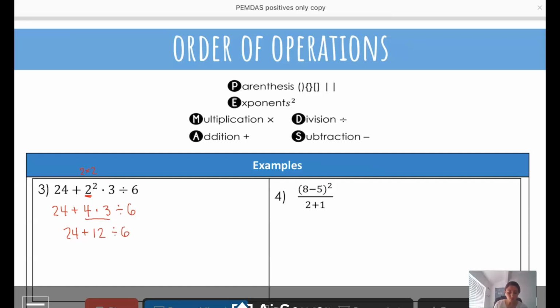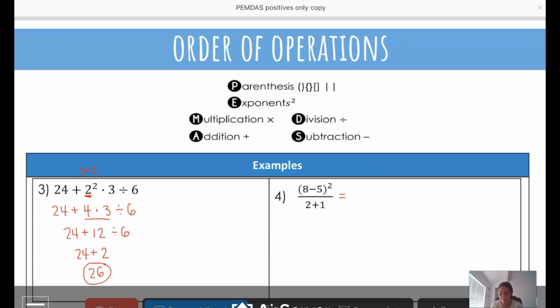Now I have 24 plus 12 divided by 6, so I'm going to do my division, keep my 24 plus because I haven't done it yet, and then 12 divided by 6 is 2. 24 plus 2 is 26. Let's look at number 4.